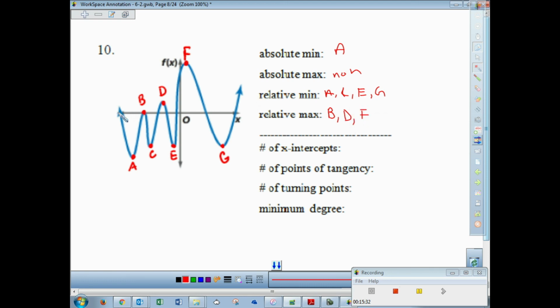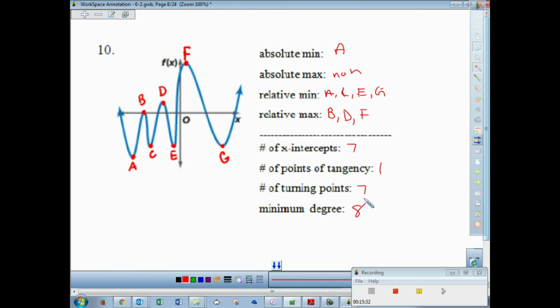X-intercepts, 1, 2, 3, 4, 5, 6, 7. Points of tangency, are there any? At B, right, touches the x-axis, does not cross it, so there is 1. Turning points, 1, 2, 3, 4, 5, 6, 7. Minimum degree, 1 more than that, 8.